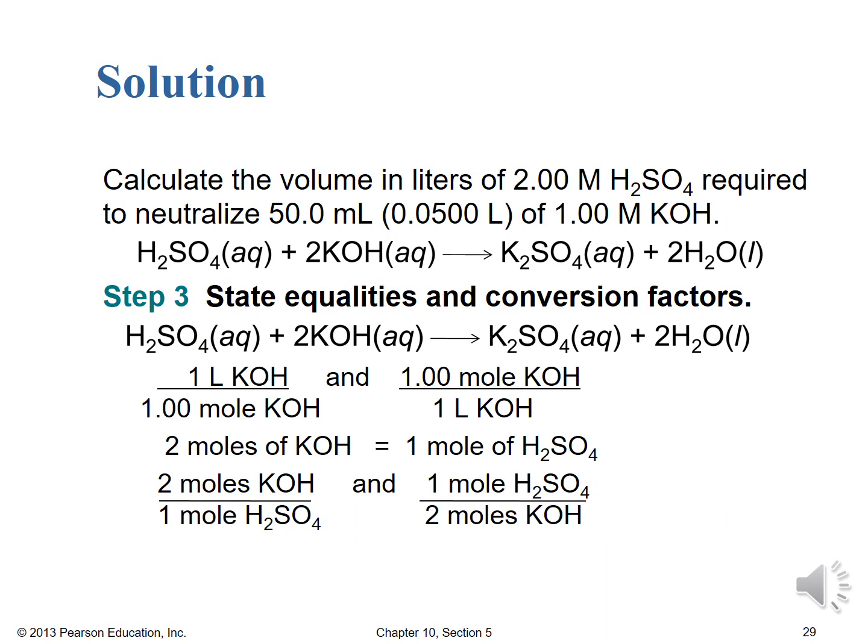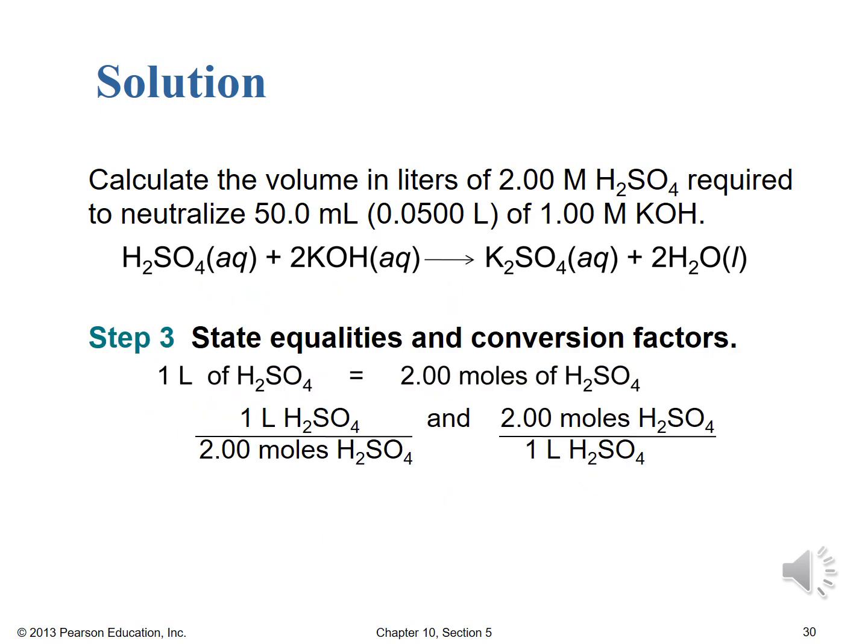Moving on to step 3, we can state some of those equalities and figure out how we might use them as conversion factors. So we had 1 liter of KOH per 1 mole of KOH because it was a 1.00 mole per liter solution of KOH. We could represent that with either the liter up top and the mole in the denominator, or vice versa. We know that it takes 2 moles of KOH to neutralize every 1 mole of H2SO4 from the balanced chemical equation. And so we can either have the 2 moles of KOH up top and the 1 mole of H2SO4 in the denominator, or the inverse, which is actually the form we'll use because we're looking to convert from KOH into H2SO4, so we need the H2SO4 in the numerator and the KOH in the denominator.